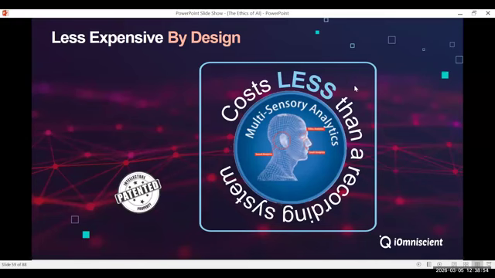So the value proposition we give to people is exactly that. A system can cost less than a simple recording system. And the smarter you make your system, the less expensive it gets, because as the system becomes more intelligent, we've designed it to use less infrastructure rather than more.